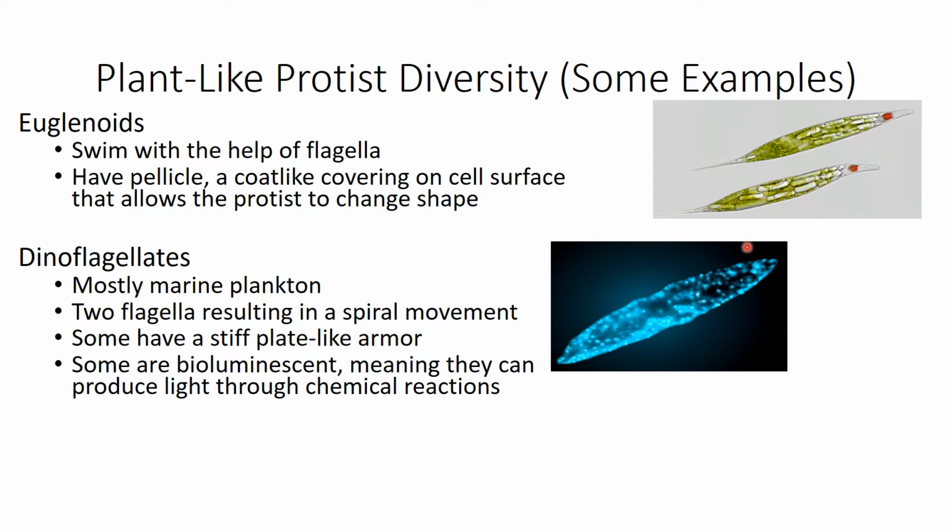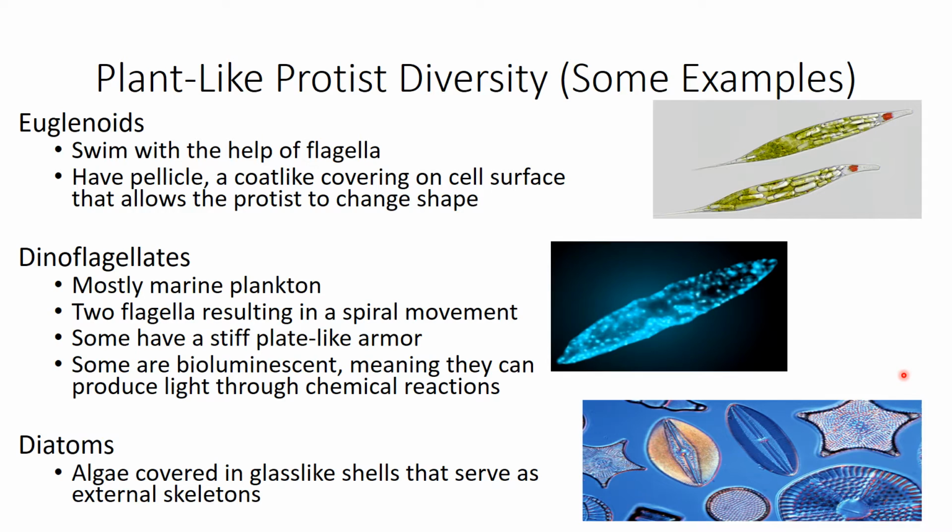Look at these dinoflagellates. These are mostly marine plankton. They have two flagella that work together, resulting in kind of a spiral movement, a little bit more graceful than we've seen for some of them. Some of them have a stiff plate-like armor that goes around the cell, and maybe more interestingly, some of them are bioluminescent, meaning certain chemical reactions that go on within a cell can produce light, and so they glow.